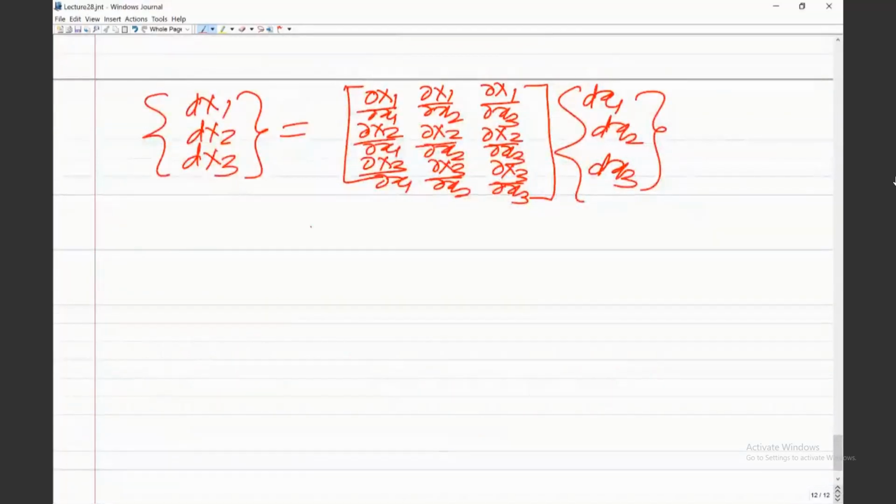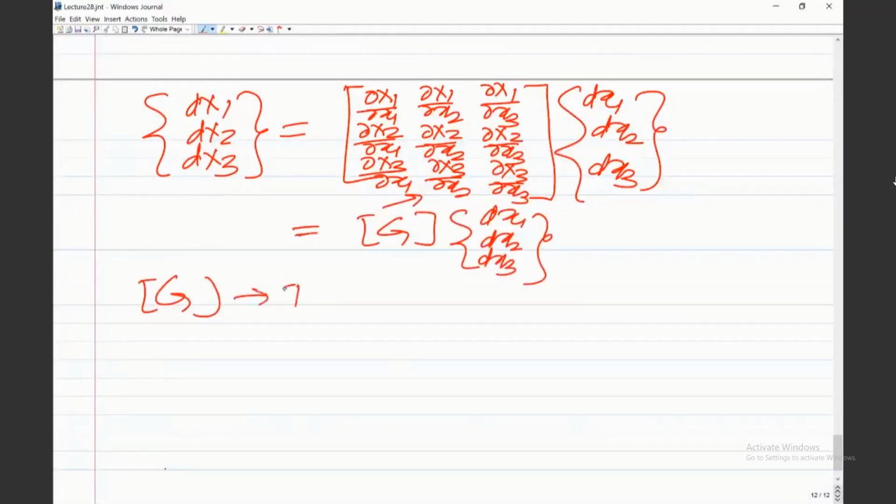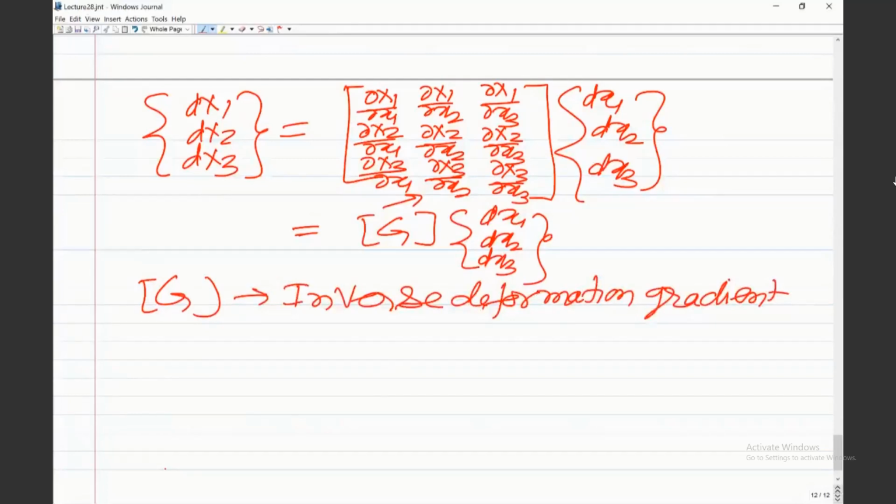So actually, this quantity that we have got here, we call it G. This quantity G, into, of course, dx1, dx2, and dx3. G is referred to as the inverse deformation gradient. And with this G, if you write d small x1, d small x2, d small x3, then from this relationship we can write it in terms of d capital X1, d capital X2, d capital X3. That would be this G inverse, and that is nothing but F. So you can say that G is nothing but F inverse. The inverse deformation gradient is the inverse of the deformation gradient F.